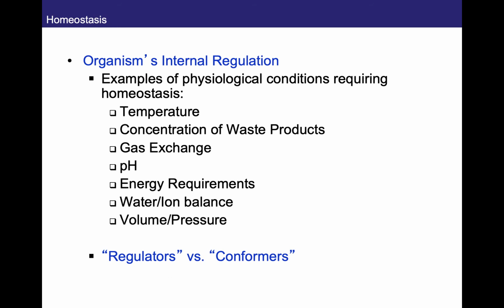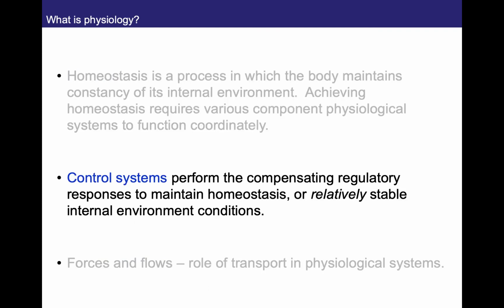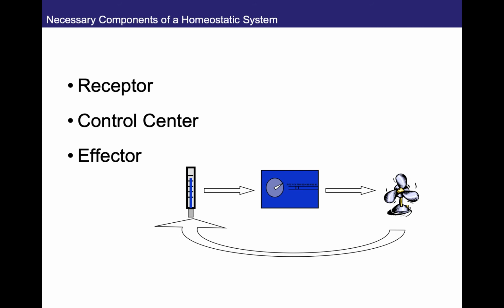So let's go to some control systems. I'll just briefly go through this. Again, it's something that I want you to recognize as we go through the entire semester, especially when we get to endocrinology. You'll see these control systems. I'll highlight them for you. So they perform the compensating regulatory responses to maintain homeostasis. There are three different parts of any kind of component of a homeostatic system. These are the necessary components. You have a receptor, a control center, and some kind of effector.